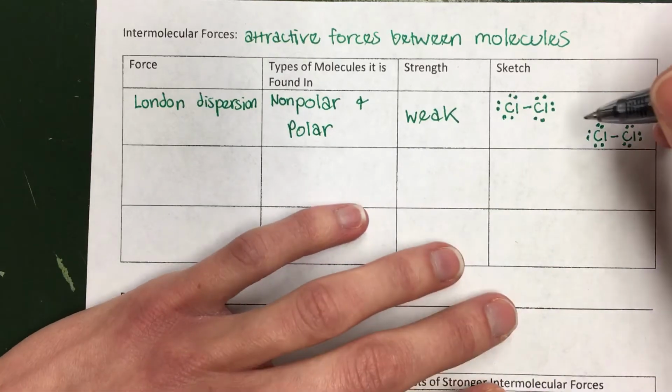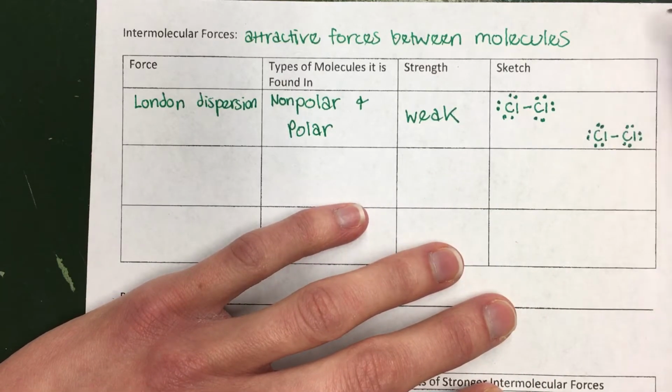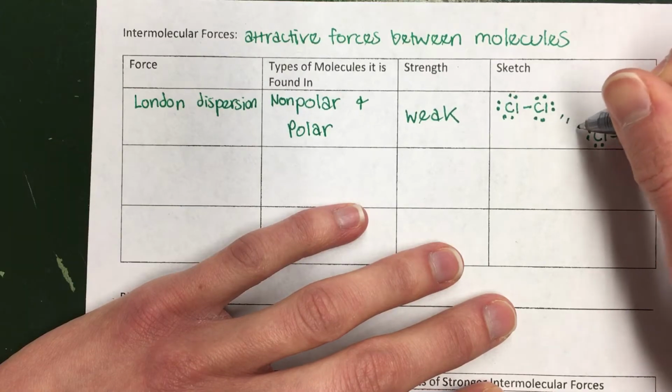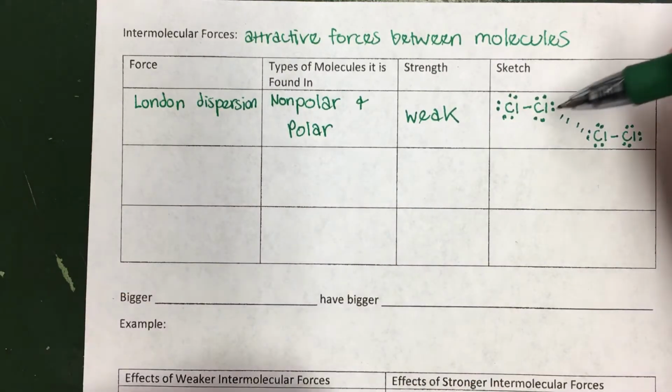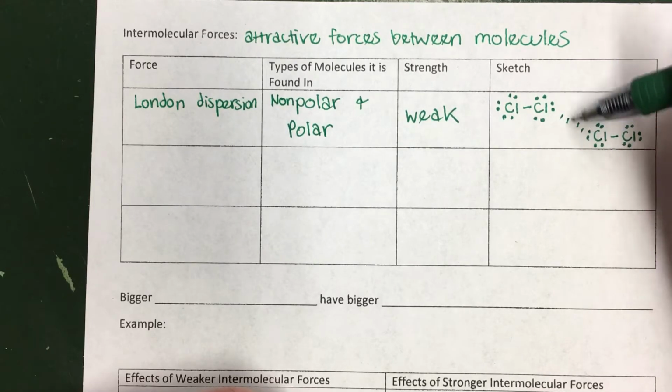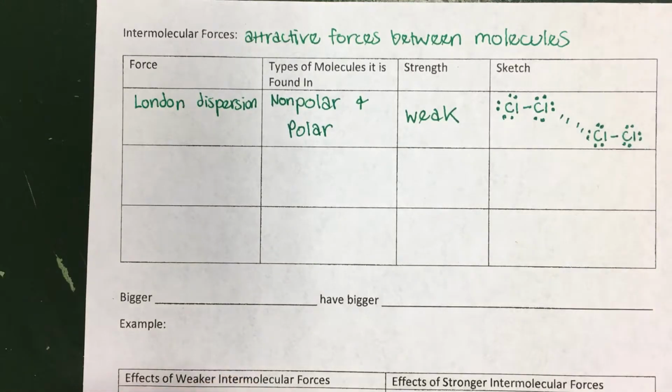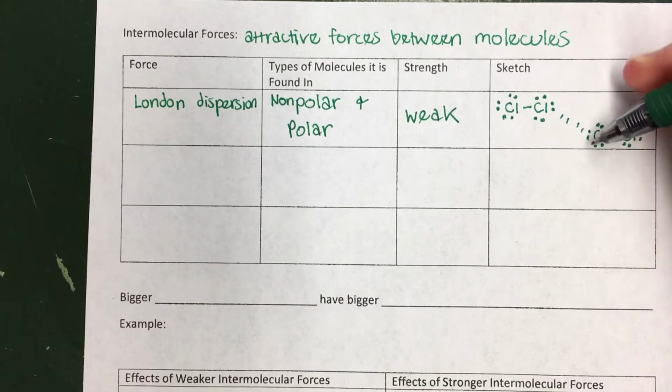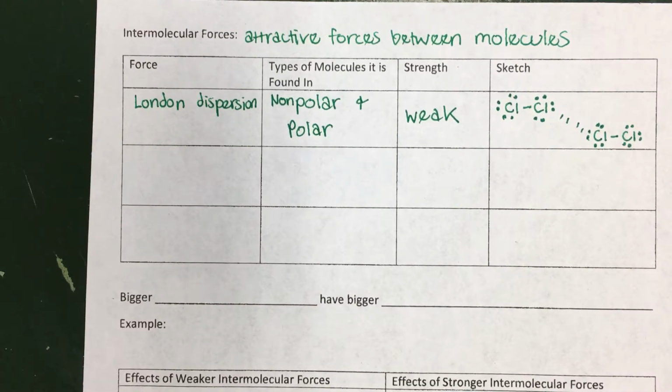To show the intermolecular force, the attraction between them, we can draw a dashed line. Now notice these chlorine molecules don't have any charges, so this force is not very strong. And you might be wondering, how does this force even exist? Why are they even attracted if there's no charges? I'll try and explain the answer.